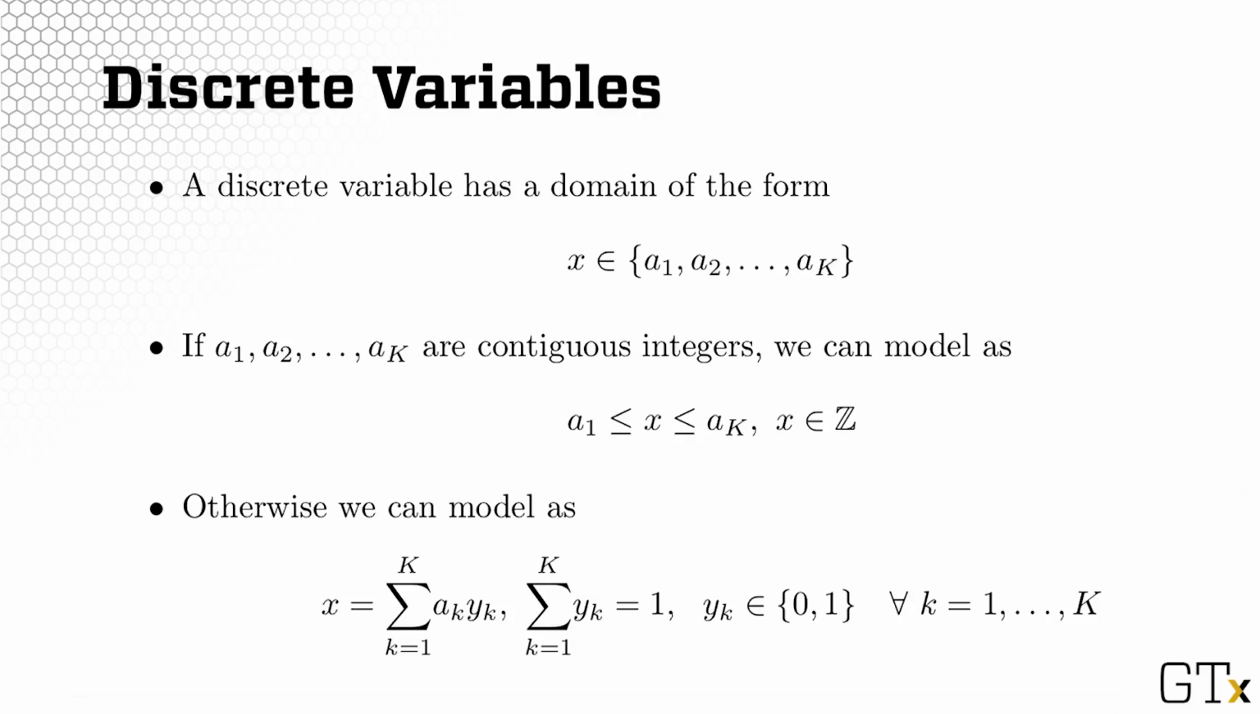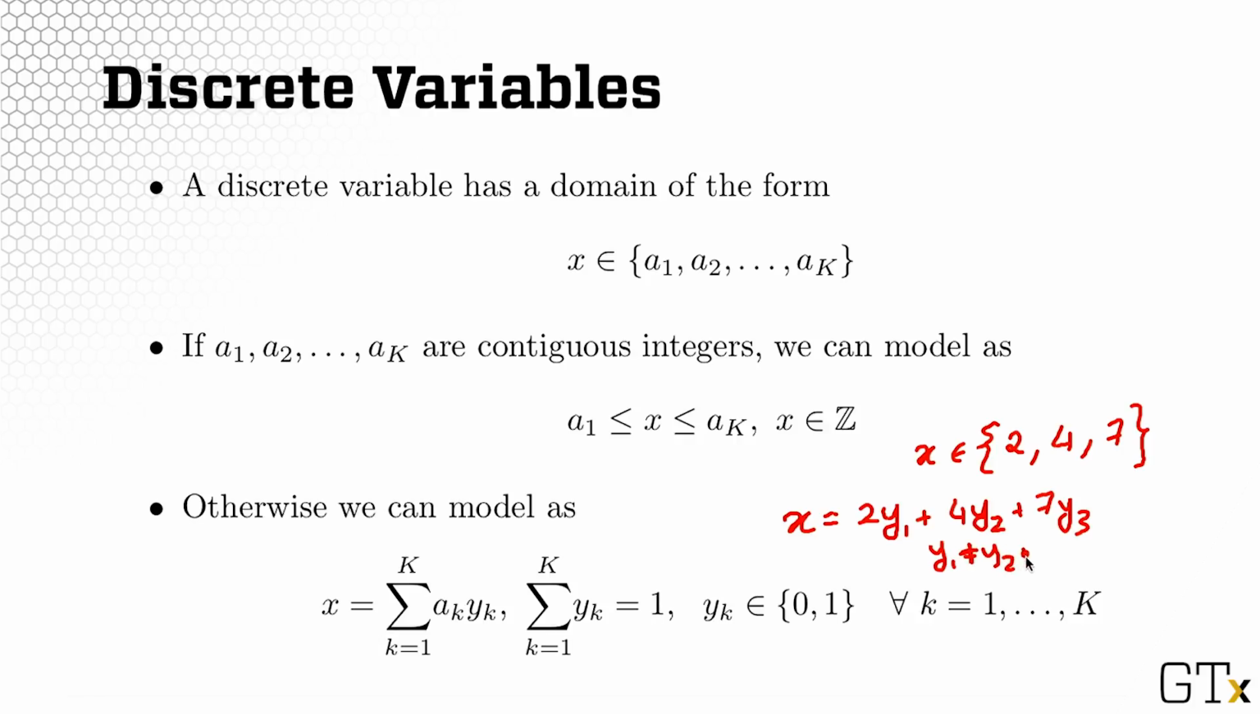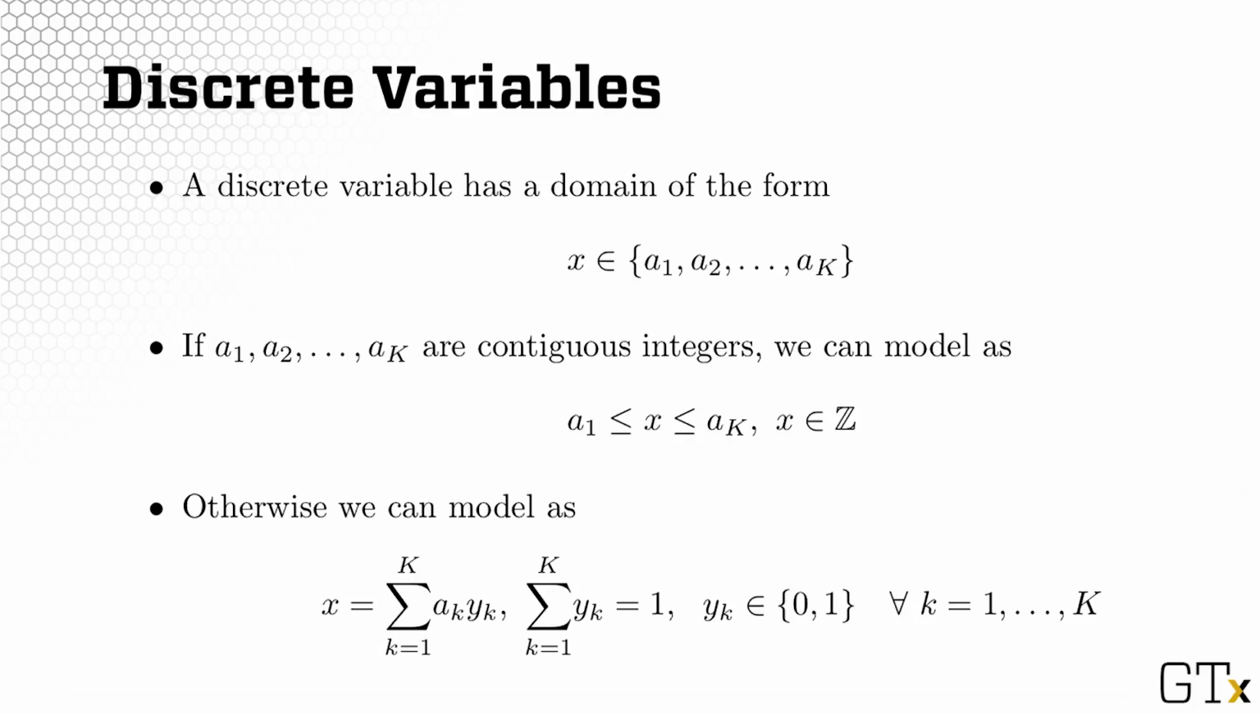If these are not contiguous integers, for example, if we want to model x is an element of 2, 4, and 7, how do we model this? Well, these are not contiguous integers, so we would model this as x equals 2 times y1 plus 4 times y2 plus 7 times y3. That's what this expression is doing. And then we want, of course, that y1 plus y2 plus y3 equals 1, and all of the y's are binary variables. If y is a binary variable, only one of them will be 1, and x will be exactly one of 2, 4, and 7. That's what this notation is telling us to do here. So those are simple ways of modeling this particular class of non-convex sets.